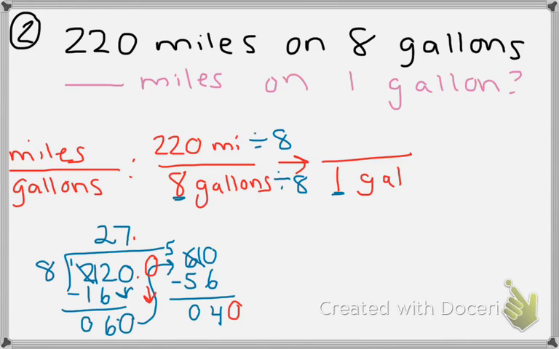Now 8 goes into 40. That actually goes in evenly, 5 times, because 5 times 8 is 40. 40 minus 40 is 0. So in this case we didn't have to round to the nearest hundredth or go 3 numbers, because it stopped there. So our answer is 27.5 miles per gallon, or for 1 gallon.